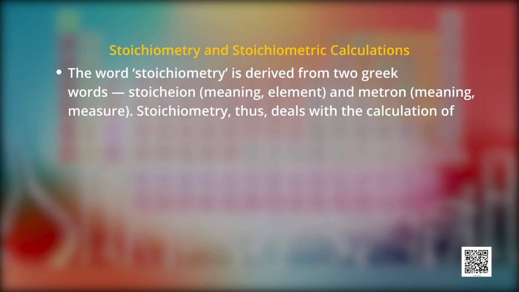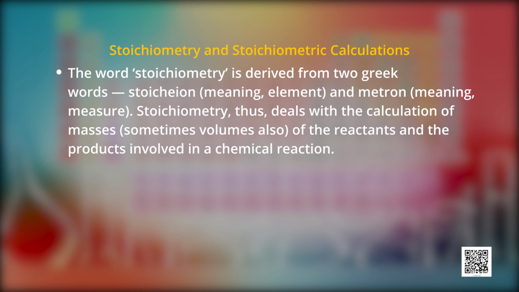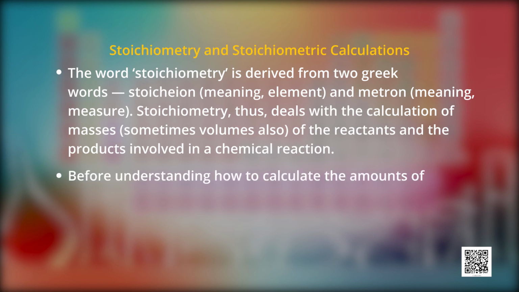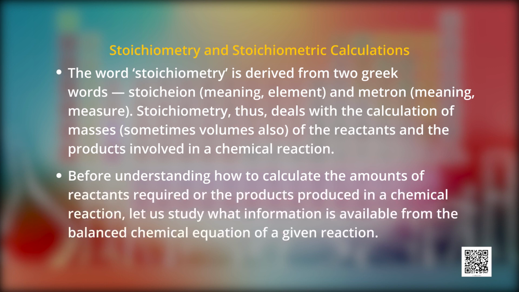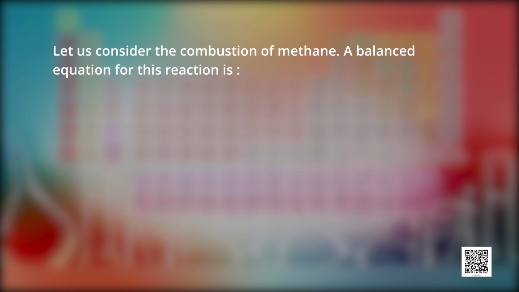Stoichiometry thus deals with the calculation of masses, sometimes volumes also, of the reactants and the products involved in a chemical reaction. Before understanding how to calculate the amounts of reactants required or the products produced in a chemical reaction, let us study what information is available from the balanced chemical equation of a given reaction.